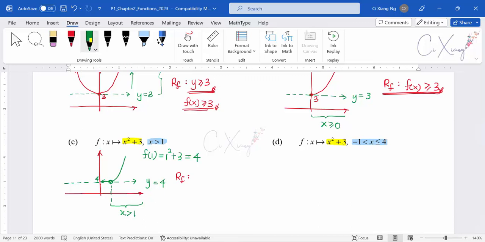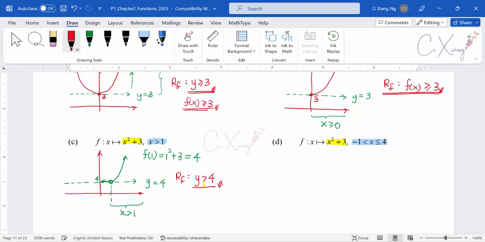And then the graph keeps on going up when x is greater than 1. Therefore, when I write out the range for this case, you will have y greater than 4, and there's no equal sign here. Because the domain has no equal sign included, therefore for your range, this particular value also has no equal sign included.